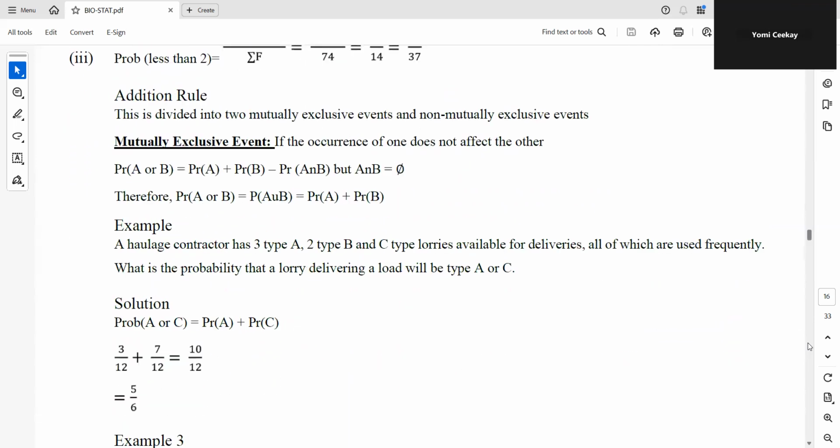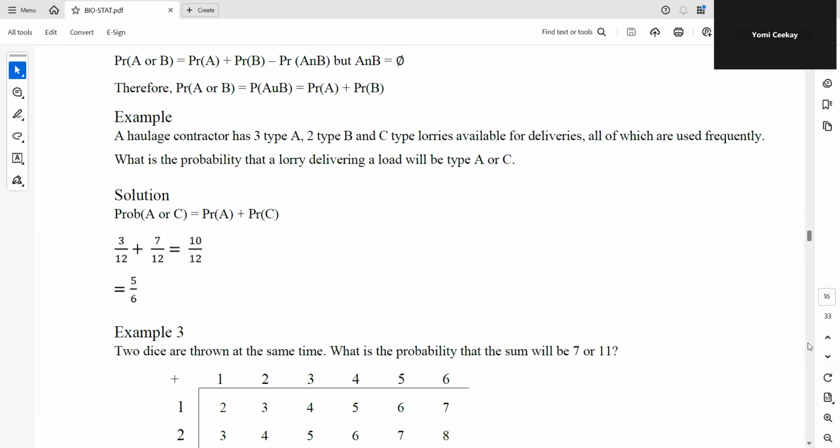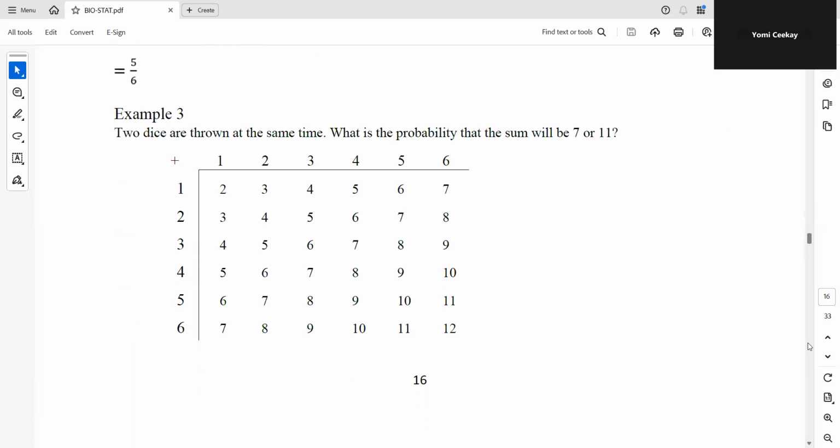Let's go to the addition rule. This is divided into mutually exclusive events and non-mutually exclusive events. We are saying that for mutually exclusive events, the occurrence of one does not affect the other. If you have two events, the occurrence of A happening does not affect the occurrence of B happening. Such events are called mutually exclusive events.